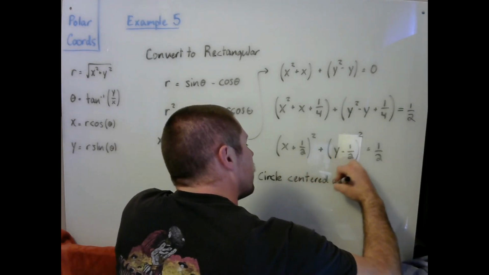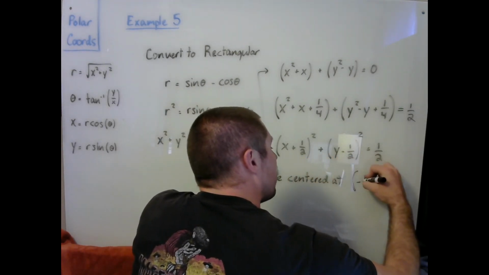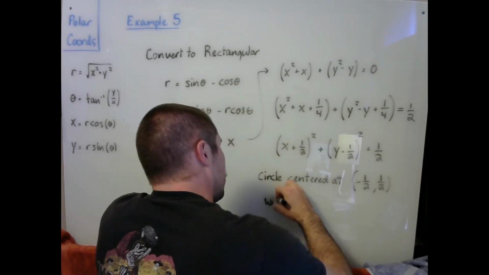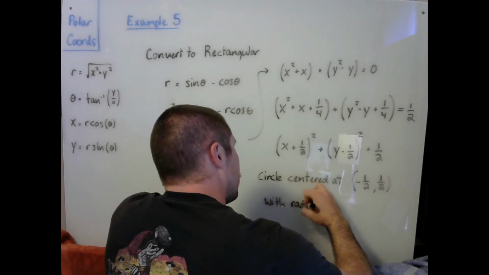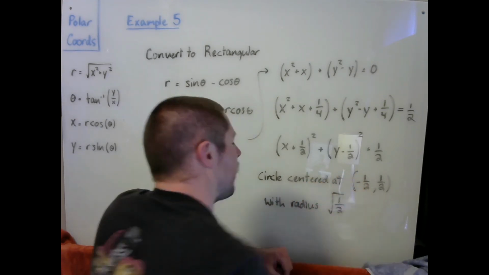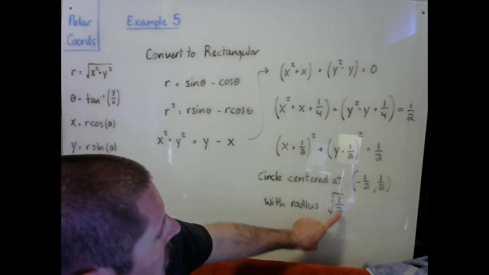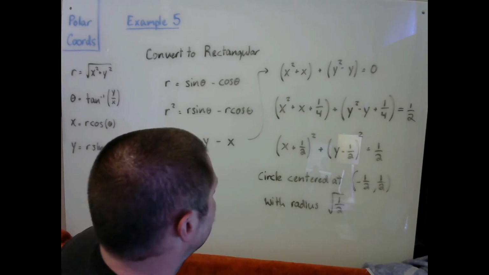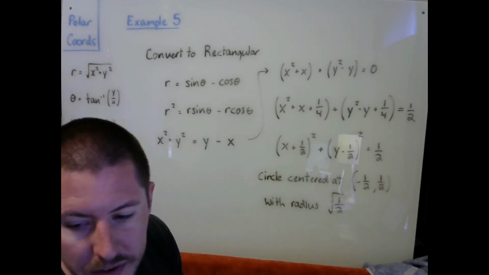So this is going to be a circle centered at negative 1/2, positive 1/2, with radius square root of 1/2. And by the way, notice that square root of 1/2 is really just 1 over root 2, which is actually root 2 over 2, which is a value that we're previously comfortable with here.